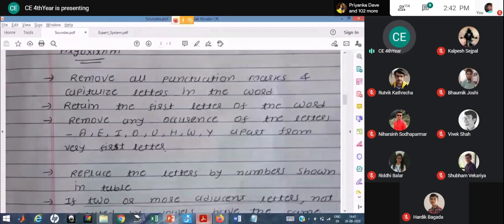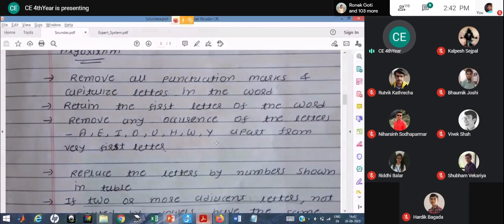What you have to do: if any punctuation is there, you have to remove it and capitalize the letters in the word. The second point is retain the first letter of the word. The third point, remove any occurrence of the letters A, E, I, O, U, H, W, Y, apart from the very first letter. Apart from the very first letter, you have to remove any occurrence of A, E, I, O, U, H, W, Y. You have to remove it.